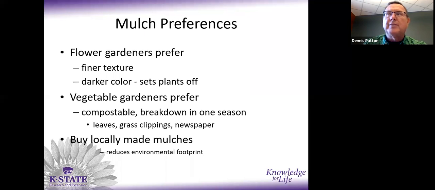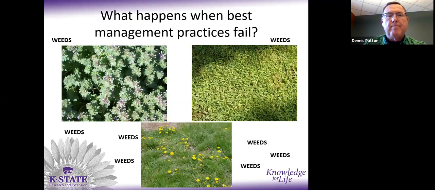Many of the local garden centers have drop-off sites for leaf, grass clippings, or limbs, those types of things, where they shred, screen, dye, and sell back to us.